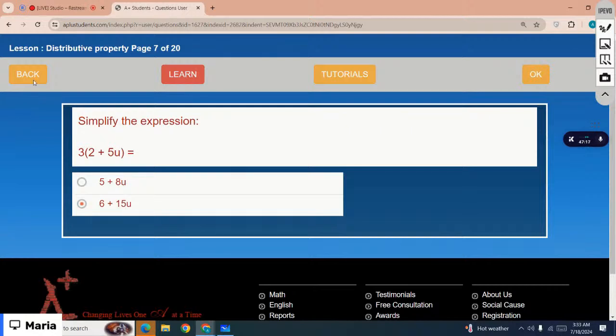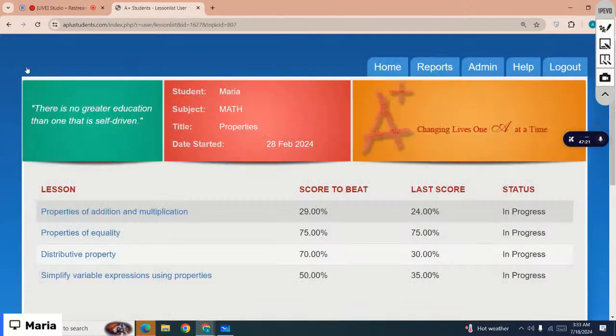Okay, you can complete the lesson by yourself later today. Just move on to the next lesson. The next lesson is simplifying variable expressions using properties. Let's just start with the next lesson.